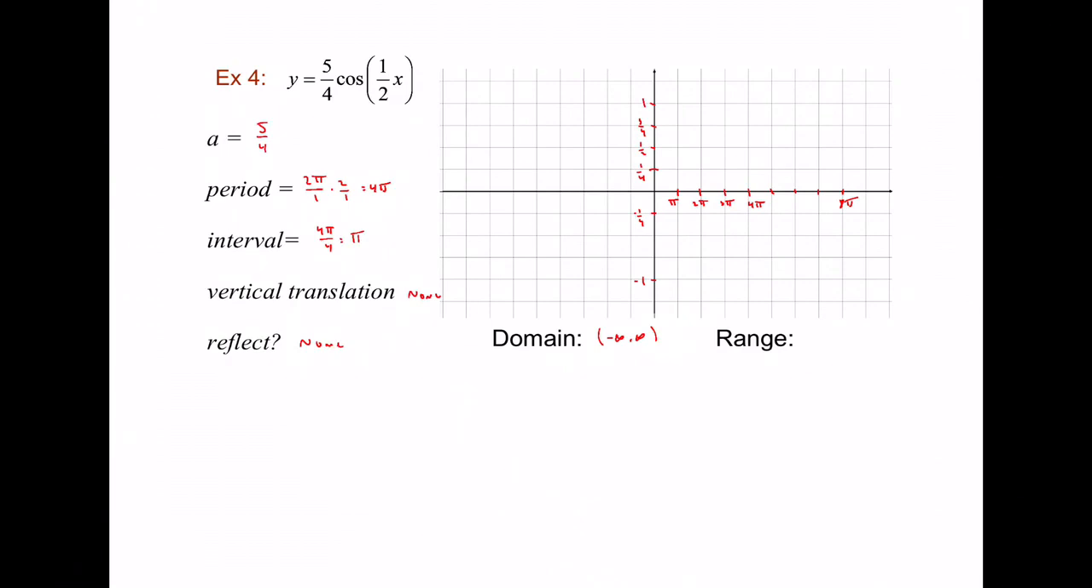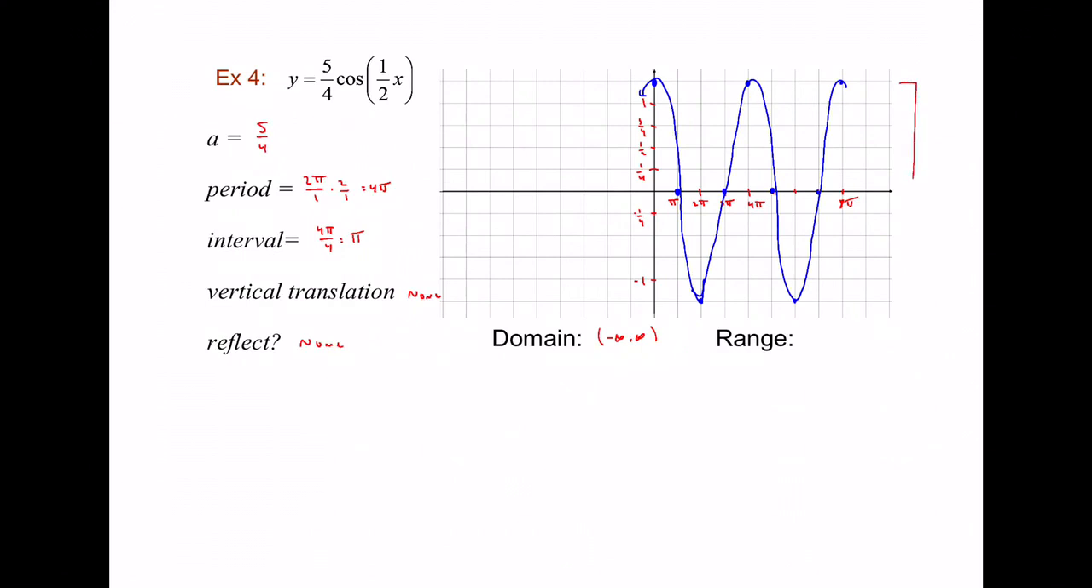Typically I start at my max. There is no reflection, so I will start at my max at 5/4 all the way up here. And since I'm at my max, my next interval will be the middle. The next interval will be the min, back to the middle, back to the max. I'm going to continue on for one more period to the middle, to the min, to the middle, to the max. So that will give us 2 periods. It looks like it's stretched out a little bit more than it is, and that's just because when I made my y-axis, I spaced it out a little bit more.